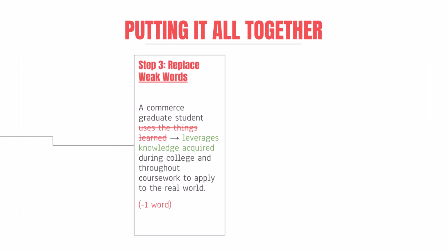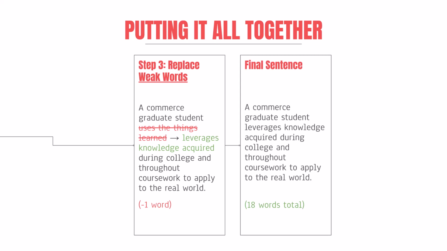Step 3 is to replace weak words with specific, powerful words. For this sentence, we can replace the phrase uses the things learned with leverages knowledge acquired. This also cuts out 1 word. The final sentence is, a commerce graduate student leverages knowledge acquired during college and throughout coursework to apply to the real world. This final sentence is 18 words, which is much clearer and shorter than the 30 words we started with.